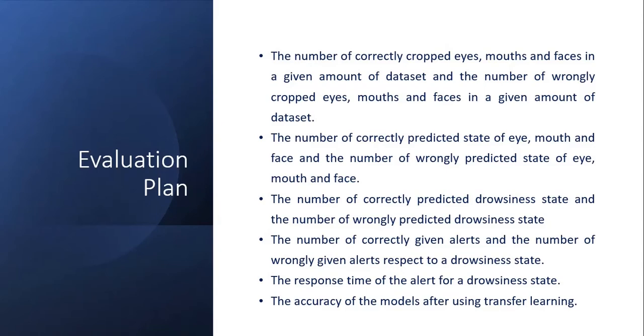These include the number of correctly cropped eyes, mouths and faces in a given data set, and the number of wrongly cropped eyes, mouths and faces. The number of correctly predicted states of eye, mouth and face, and the number of wrongly predicted states. The number of correctly predicted drowsiness states and wrongly predicted drowsiness states, and the number of correctly given alerts and wrongly given alerts with respect to a drowsiness state. Then the response time of the alert for a drowsiness state, and the accuracy of the models after using transfer learning.